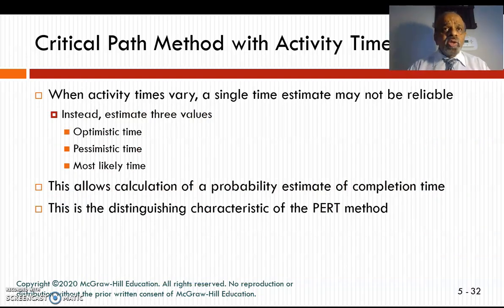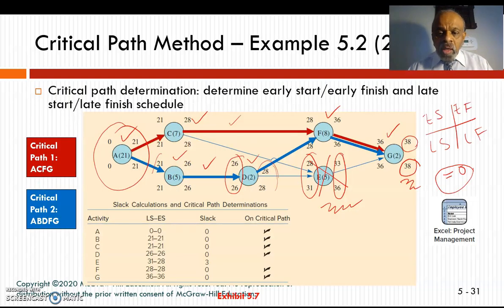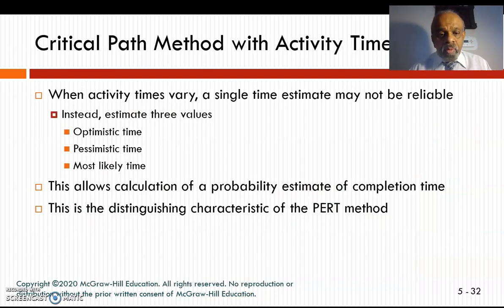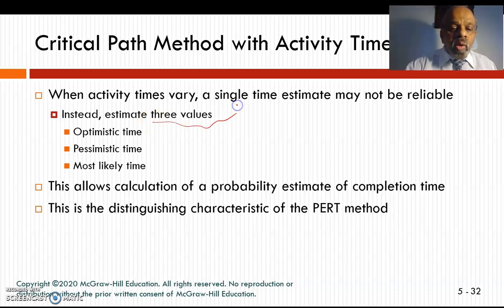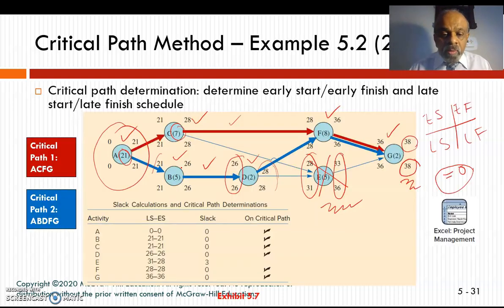Sometimes activity times vary. Here we have a fixed activity time. So A has got 21 weeks, C has got 7 weeks, and so on and so forth. But sometimes it is not so. At that time, we will estimate 3 values: one is the optimistic time, one is the pessimistic time, and the most likely time. And you can use these 3 times to come up with this particular time here.